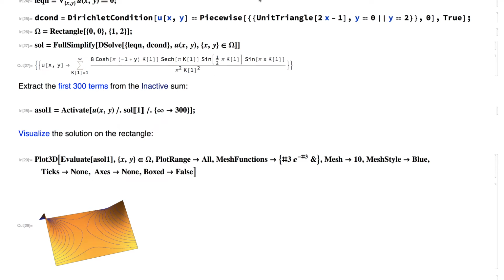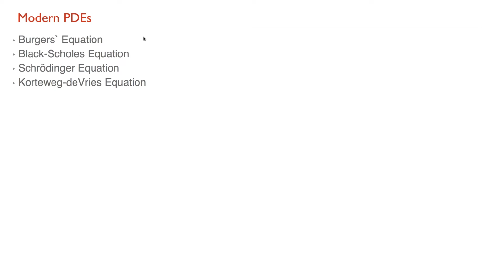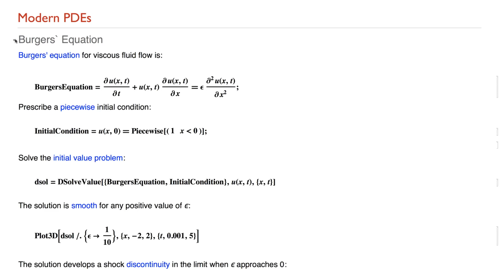Okay, so I now move on to modern PDEs, and let's begin with the Burgers equation from fluid dynamics. The Burgers equation was proposed around 1940 as a model for turbulence. So this is the Burgers equation. The epsilon over here is really the viscosity for the fluid. And when Burgers proposed it, he hoped to provide a very simple model for turbulence.